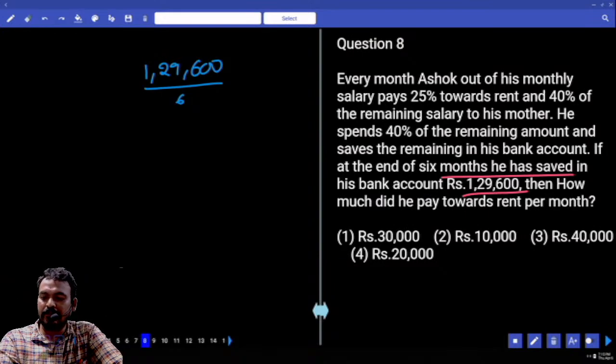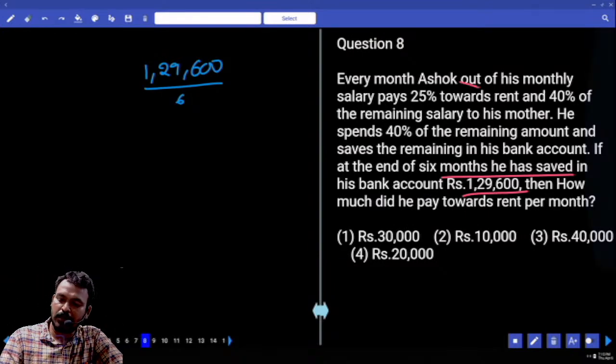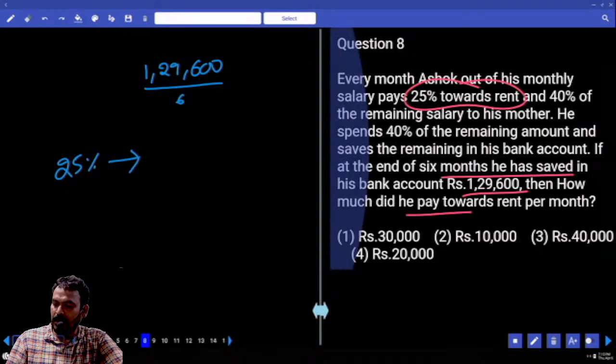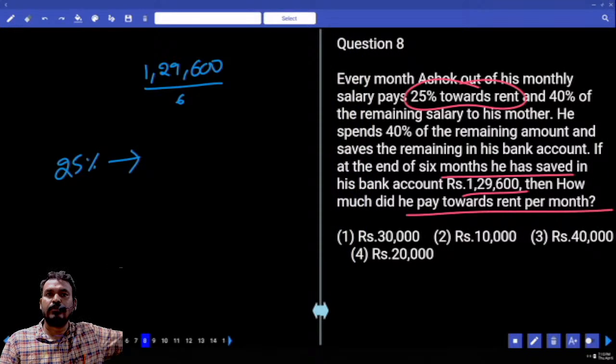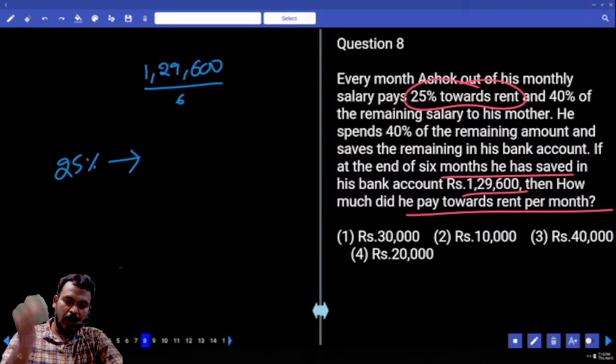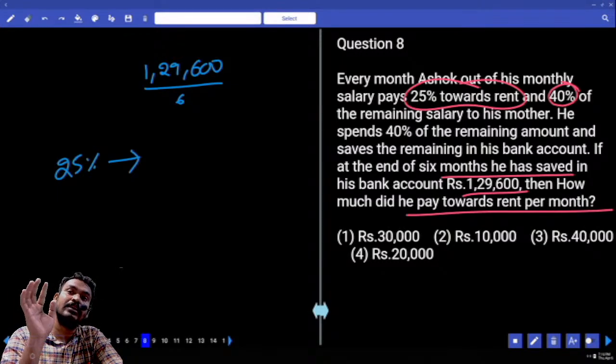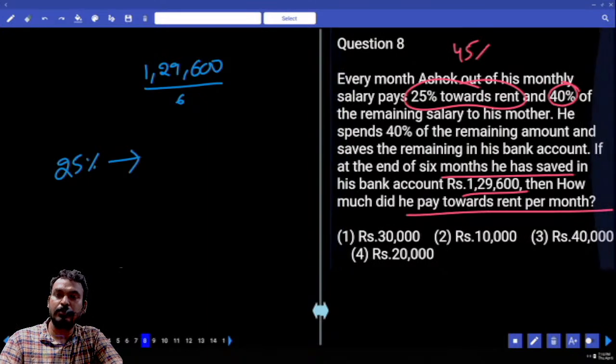Suppose we consider the monthly salary as 100%. In that, 25% is for which one? Rent. Rent is how much percent? 25%. What is the question here? Rent per month, so we require 25%. Out of 100%, 25% is complete. What is the remaining? 75%. In that, the first time 40% is complete. 40% of 75 is completed. What is the remaining? 60% of 75. What is 60% of 75? 45%.